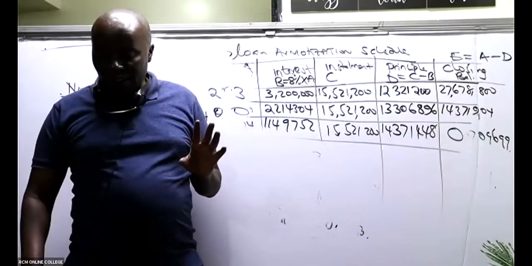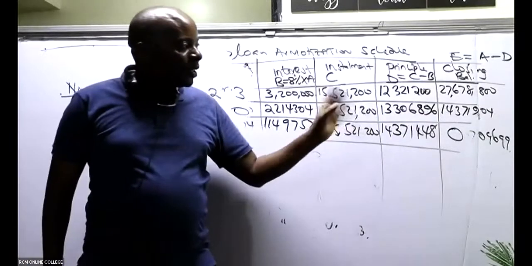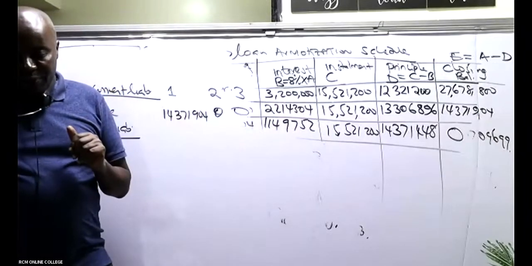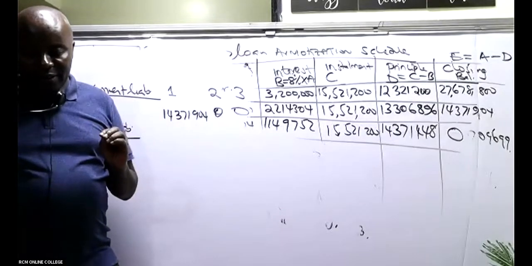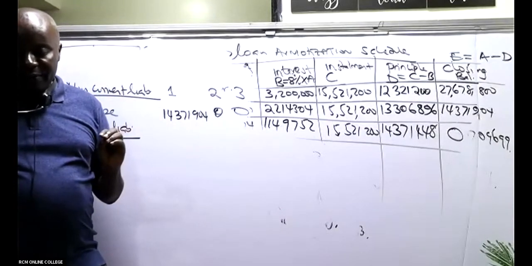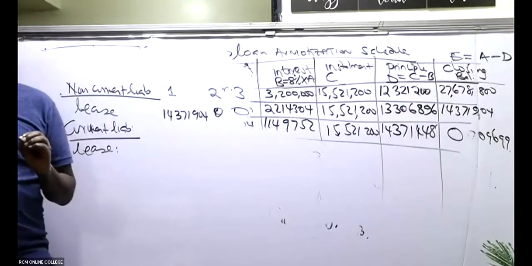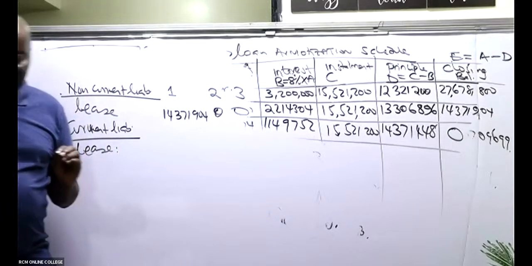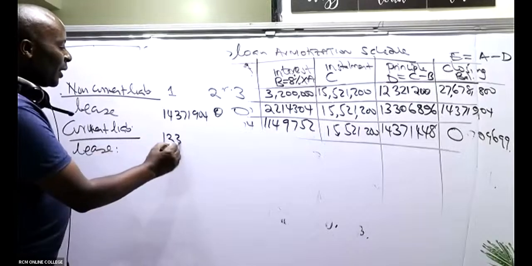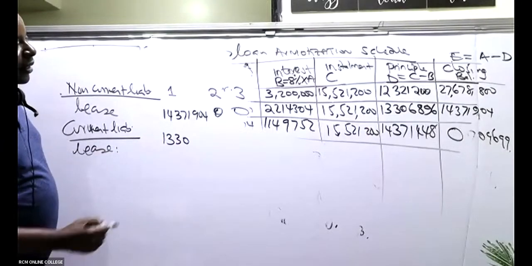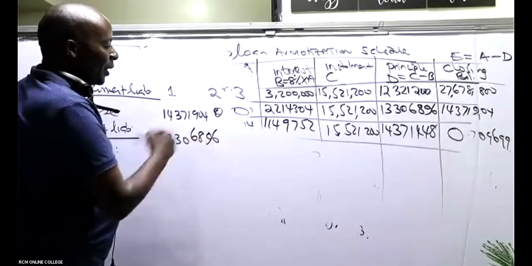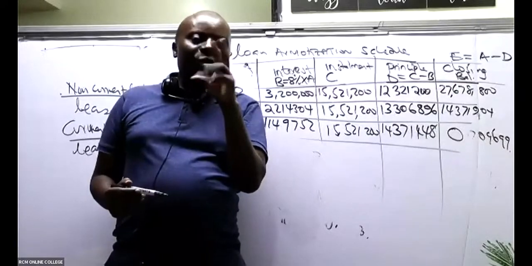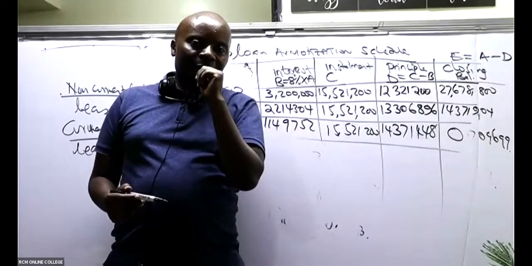Please don't get stuck. Say 27,678,800 minus 14,371,904. How much are we getting there, somebody? Yeah, 13,306,896. So this that has been paid within the year is what is our current.